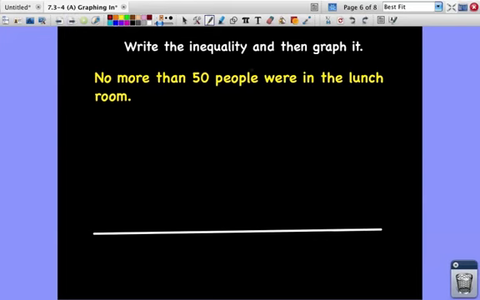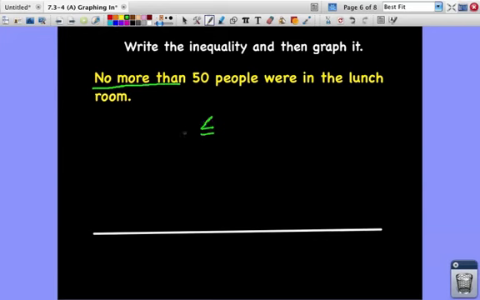Now one more problem. We're going to write an inequality from this word problem. No more than 50 people were in the lunchroom. Because in saying no more than, that means that there is a possibility, and this is very important, that there were 50 people in there. But there weren't more than 50 people. So that means we know we're going to have an or equal to.